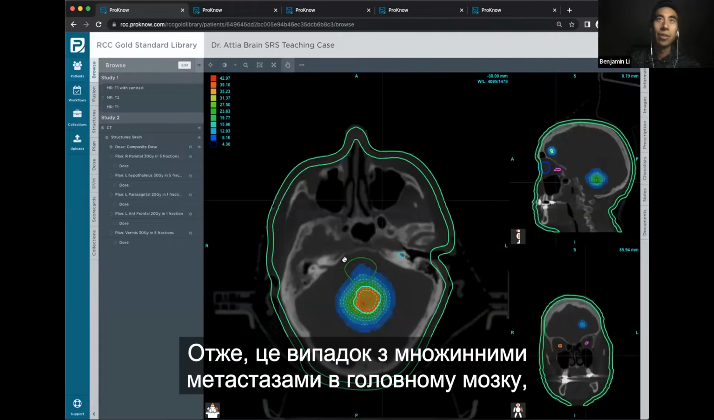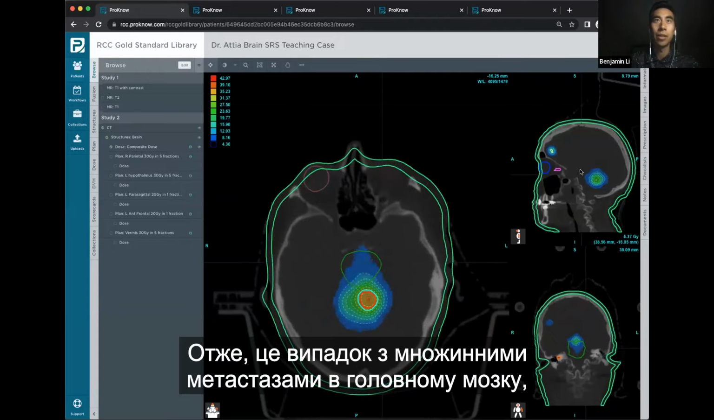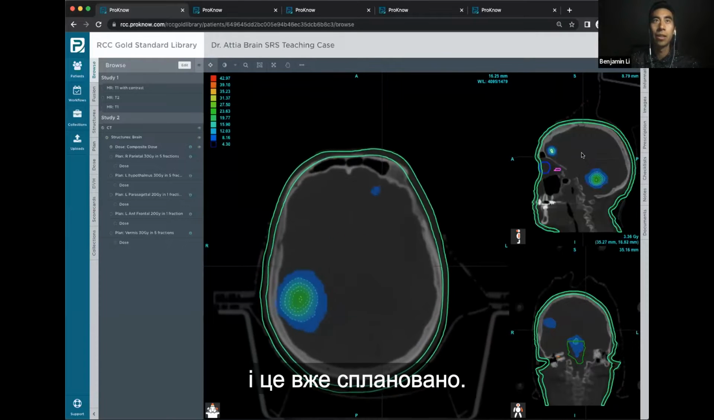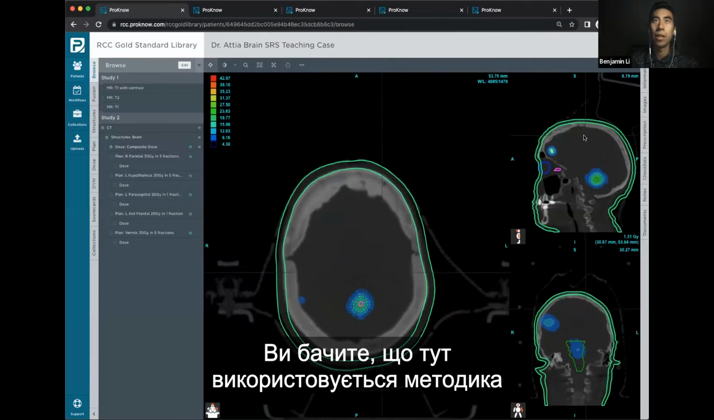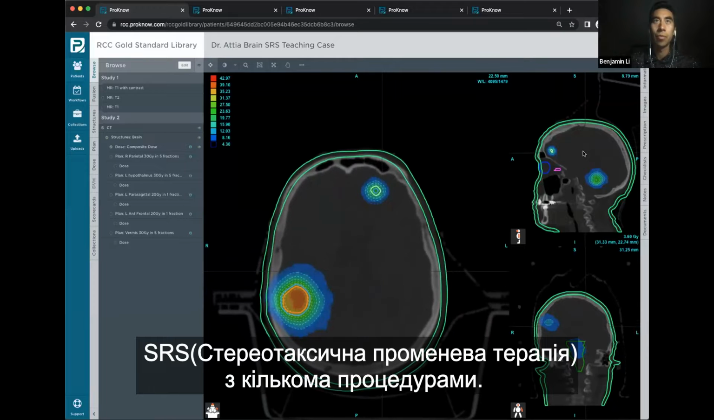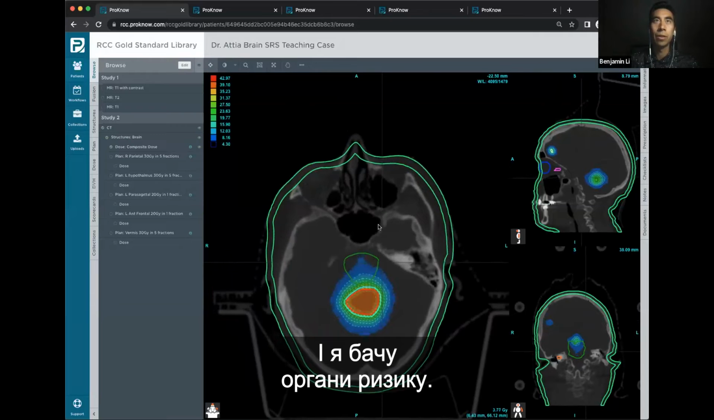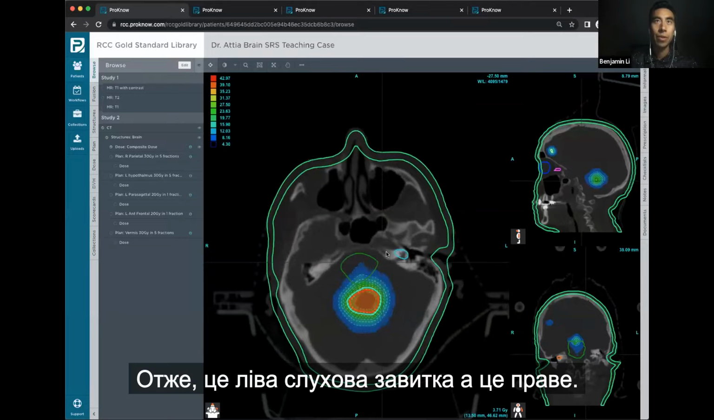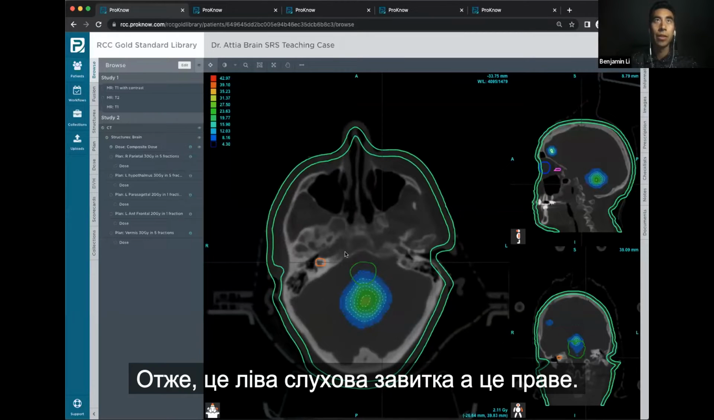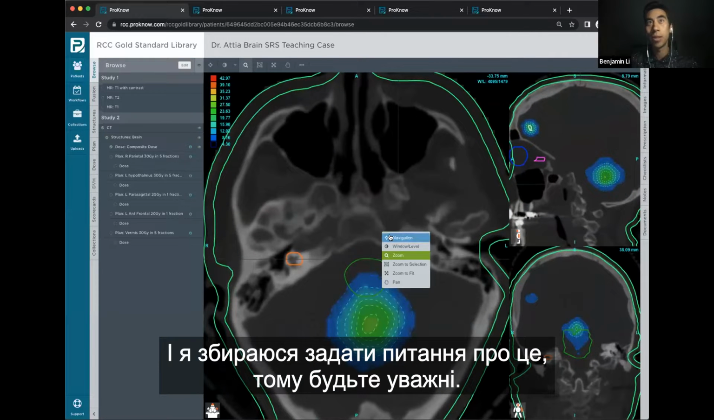Great. So this is a case that had multiple brain metastases, and it was planned using SRS technique with multiple treatments. And then I have the OARs shown. First off, in the bony window is where you contour the cochlea. This is the left cochlea, and this is the right cochlea. I'm going to ask a question about this, so pay attention.